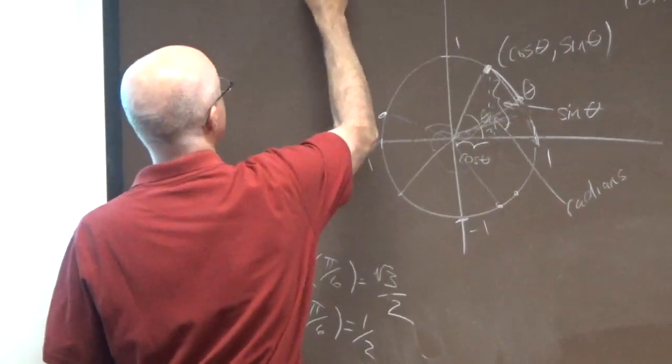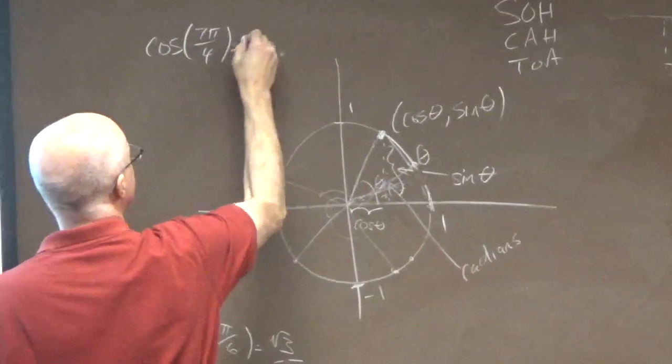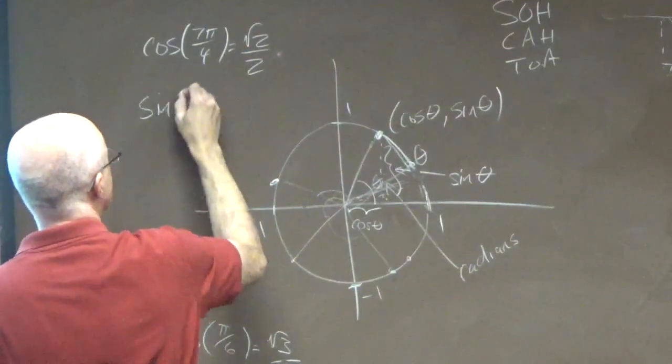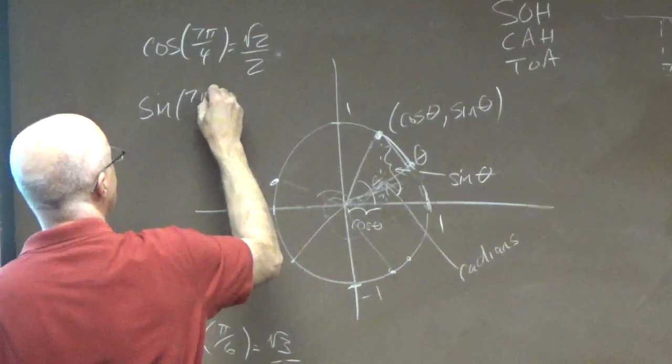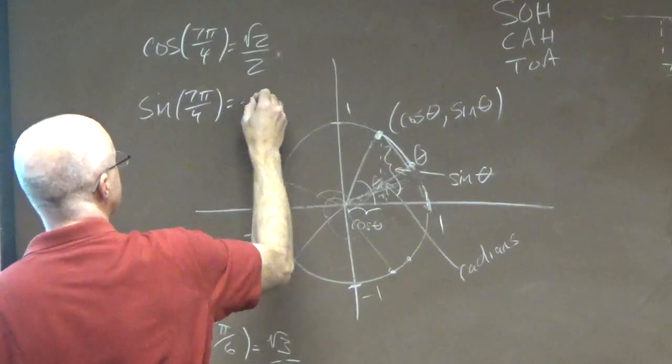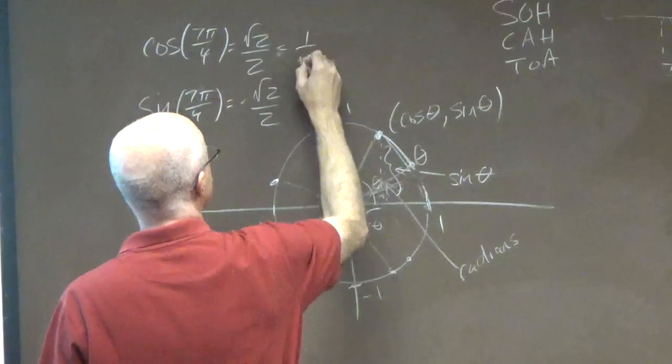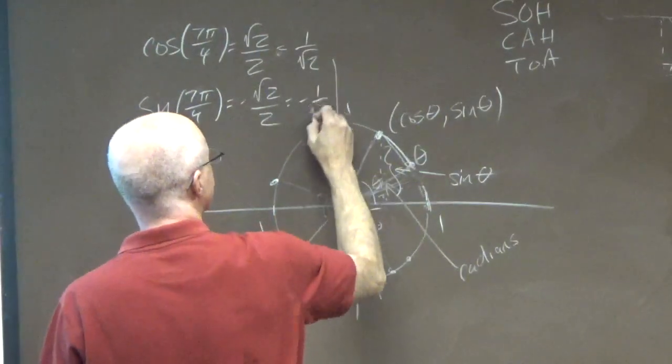And it's going to be a special number, 7 pi over 4. This would be square root of 2 over 2. And this one would be negative square root of 2 over 2. Or if you prefer, 1 over square root of 2 and negative 1 over square root of 2.